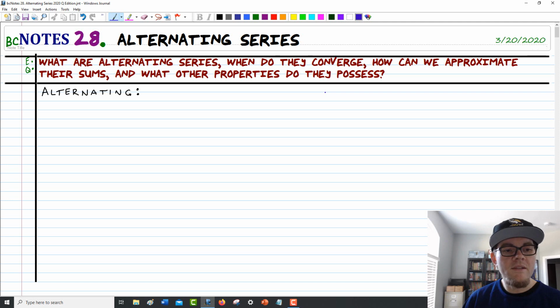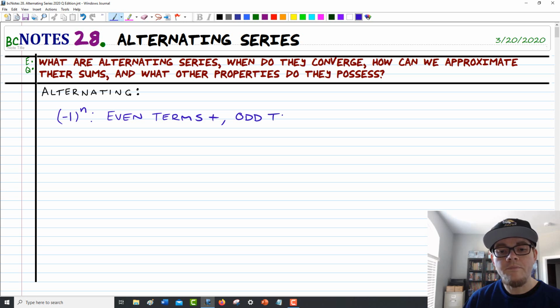So to start with, this might seem very small, but just to illustrate, alternating is something that happens with a particular factor included. There are lots of ways to generate things, but alternating typically is written in one of two ways. The first possibility is that alternating occurs with (-1)^n. Basically, if you have a factor of (-1)^n in your series, then your even terms will be positive and your odd terms will be negative.